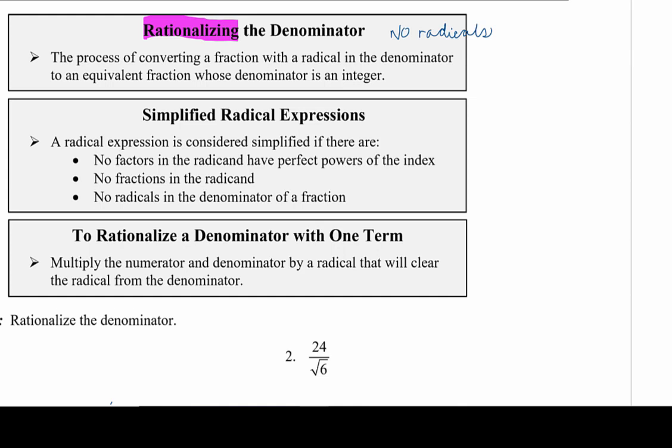So we want the denominator to be an integer, and integers are part of a set of numbers called the rational numbers, and those are numbers that can be written as fractions, as ratios of two integers, right? So by rationalizing the denominator, that's where the word rationalizing comes from. So we want our denominator to be an integer. So let's take a look at a couple of these.